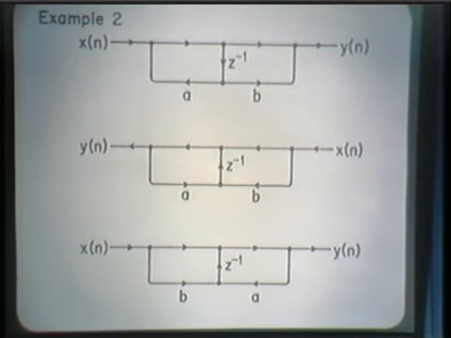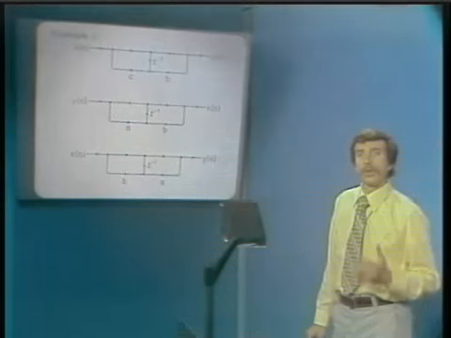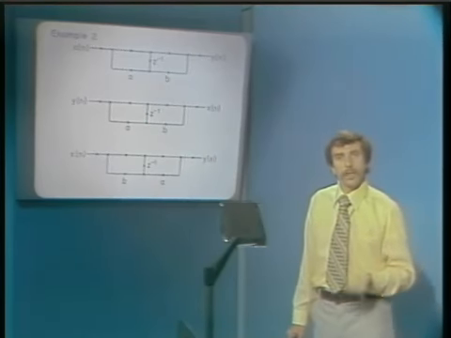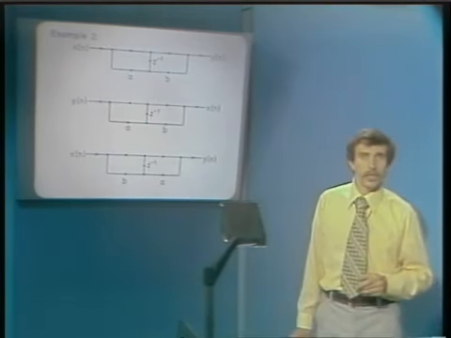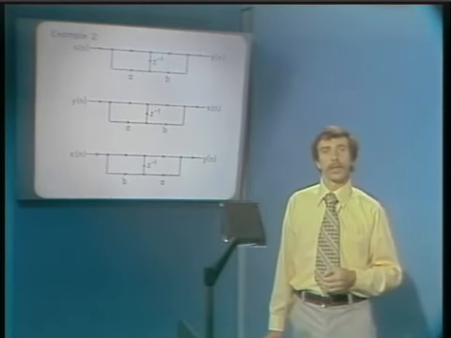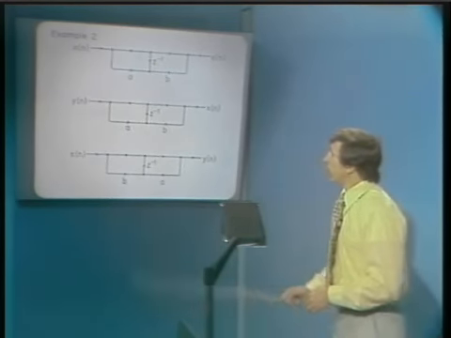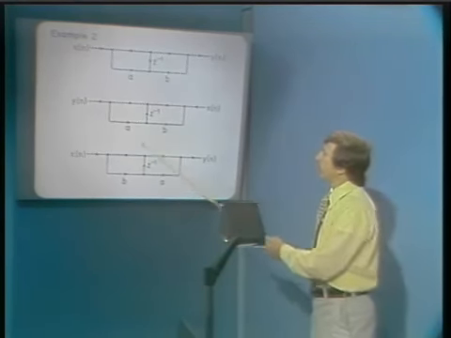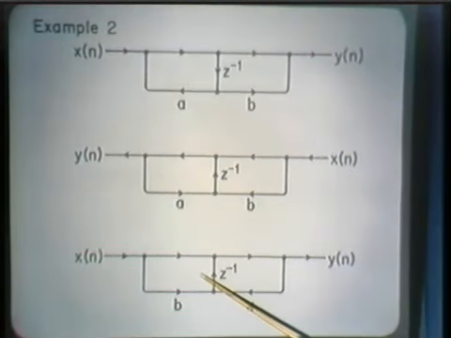And obviously, transposing a network couldn't possibly affect the number of delays in the network, so that if we begin with a canonic structure and apply the transposition theorem to it, we must end up with a canonic structure also. Well, it shouldn't be obvious, or at least it isn't obvious to me by inspection, that this system and this system have the same transfer function. But in fact, you can verify that in a very simple and straightforward way by simply calculating what the transfer functions of these two systems are.